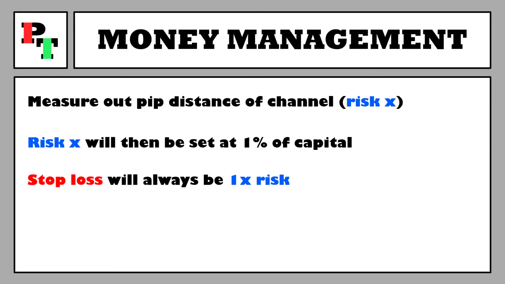Our stop loss for every trade we enter will be at 1x risk, meaning that we'll never lose more than 1% of our money on a trade, even if it beelines for the stop loss as fast as it can as soon as we enter. We want to avoid losing too much on those.